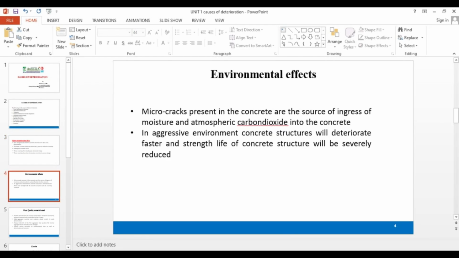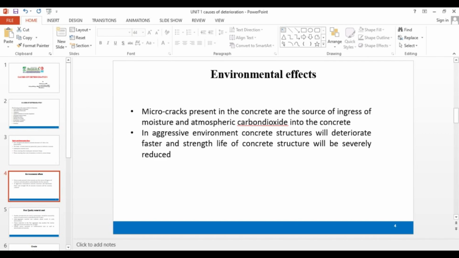Environmental effect. The micro cracks present in the concrete are the source of ingress of moisture. Ingress of moisture means the moisture enters into the concrete, and also the atmospheric carbon dioxide, when it enters into the concrete, attacks the reinforcement and reacts with various ingredients of concrete.